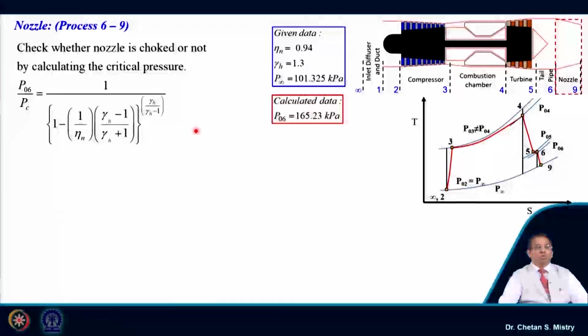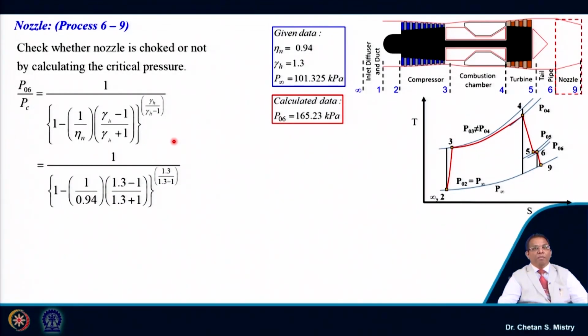Now, let us move towards the next component, that is our nozzle. The process is represented from 6 to 9. So, for the nozzle, as we have discussed earlier, the very first thing we need to do is to calculate our critical pressure. We need to be very careful here. The nozzle efficiency that is given is 94%, and that is the reason my critical pressure ratio correlation will be in terms of nozzle efficiency.